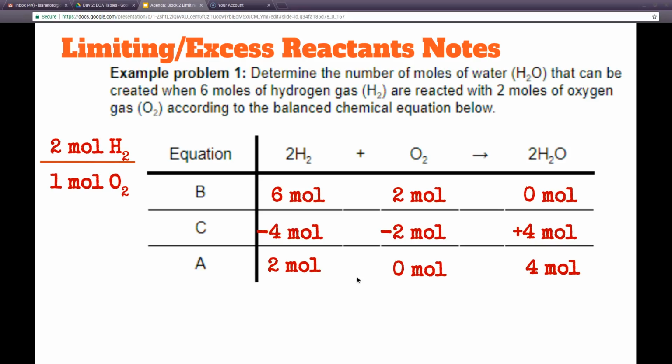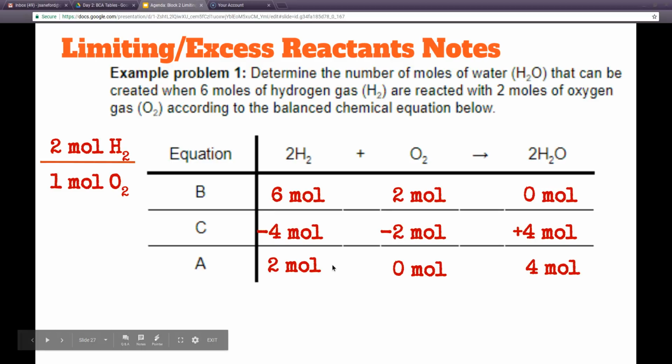Now that we have this after line, this is what happens after the reaction takes place. So we can take a look and we can figure out how much product we got, 4 moles. So we can do a little analysis here. What was the limiting reactant? Which one ran out first? That would be the one that goes to 0. Oxygen was our limiting reactant.